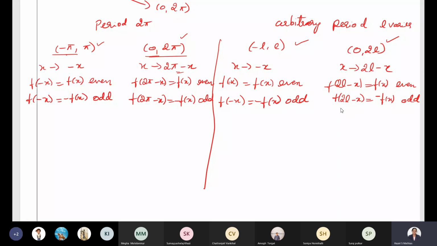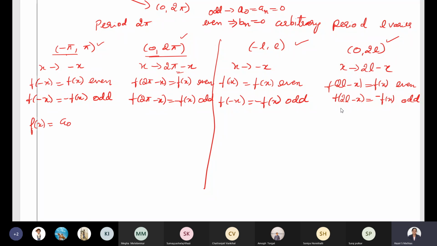Now one more thing you all know: if the function is odd, a naught is equal to 0 and an is equal to 0. If the function is even, bn is equal to 0. This much you need to remember. Now when we come to that formula, we know the arbitrary period Fourier series of period 2 pi function f of x.